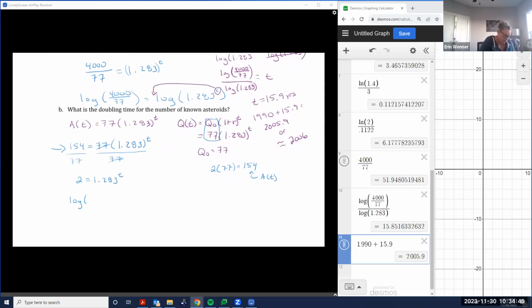Again, we're dealing with just normal logs because we no longer have that base e. So we're not bringing natural logs into the mix. Once we take the log of both sides, we will bring that exponent down in front. And then we will divide both sides by log of 1.283.